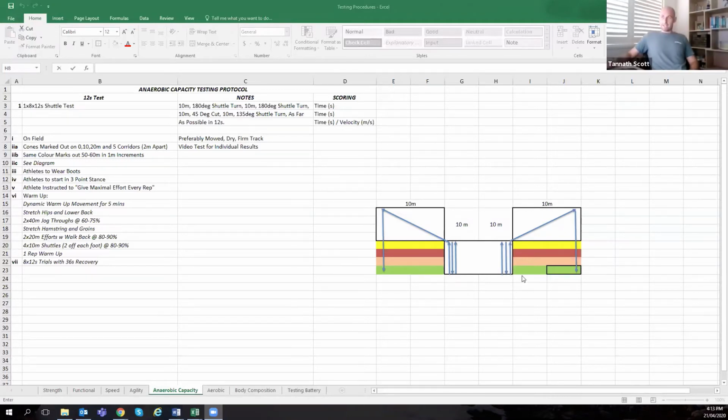So essentially it's 12 seconds on, 36 seconds off. This is a little description we did years and years ago now, so you can probably read through that while we do it. The only thing I noticed when I was looking at this a bit before was that we had a 3-point stance, which doesn't need to be the case. In fact, I think athletes are probably better without it. Rugby league athletes are anyway.